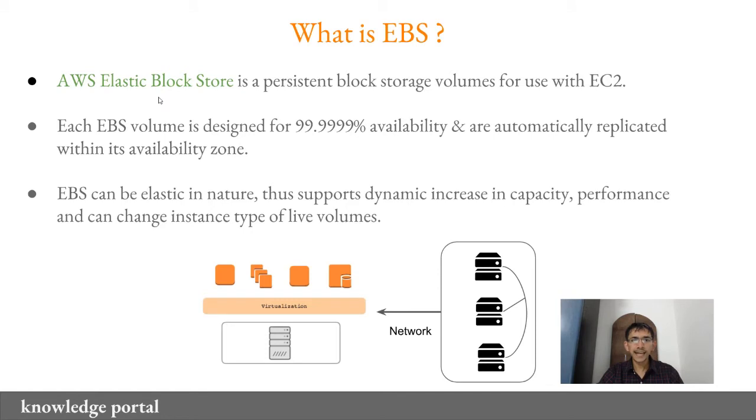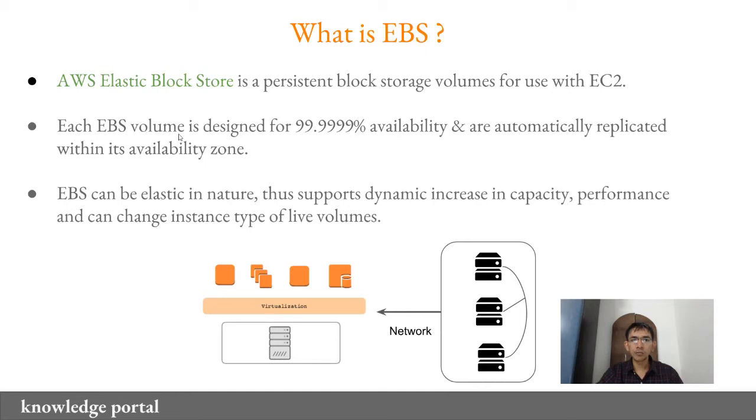In today's video, we'll be discussing the Elastic Block Store, also referred to as EBS. Now, AWS Elastic Block Store is a persistent block storage volume for use with EC2 instances. By persistent, I mean that even if you stop and start your EC2 instances, your data will still remain. In the case of instance store volumes, generally when you stop and start, your data would not persist. So this is the great thing about EBS, and this is the reason why EBS is used in production environments.